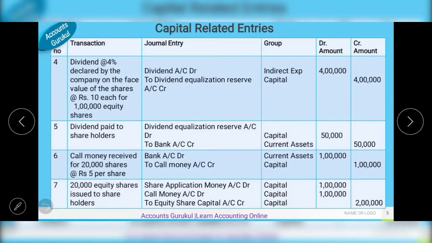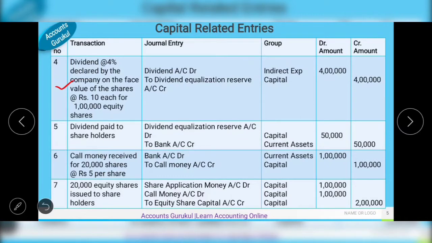Now the next transactions related to the capital related entries, the fourth one is that dividend at the rate of 4% declared by the company on the face value of the shares at the rate rupees 10 each for 1 lakh equity shares. Jo equity shares ki face value 10 rupees hai for 1 lakh, uske upar 4% dividend declare kiya hua hai.